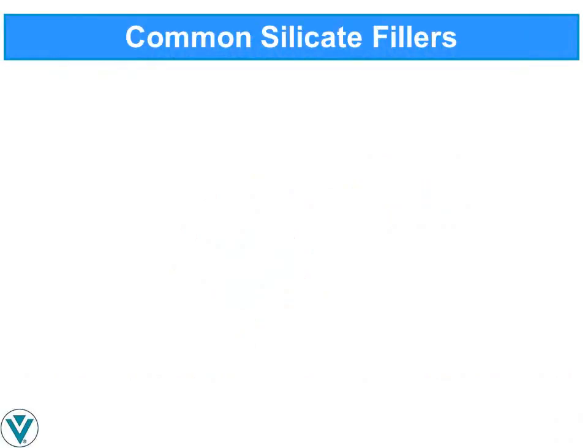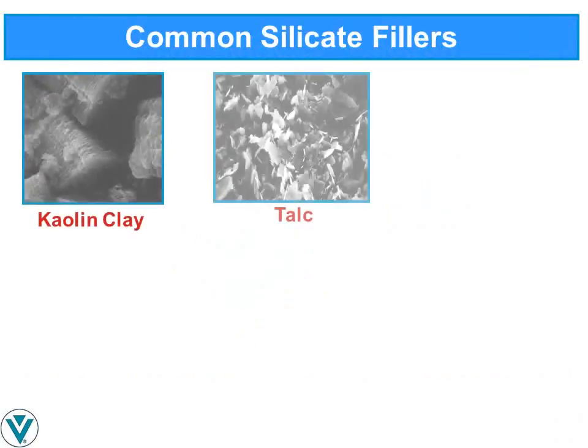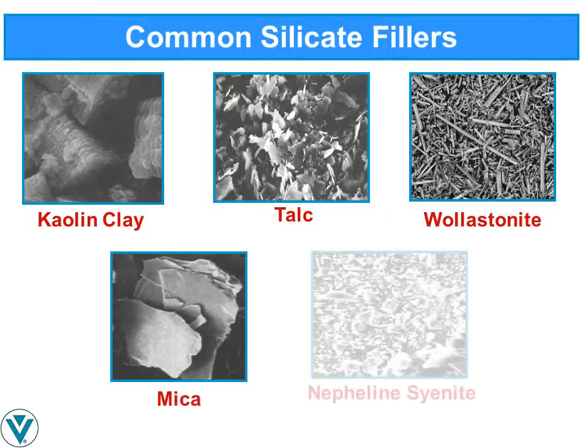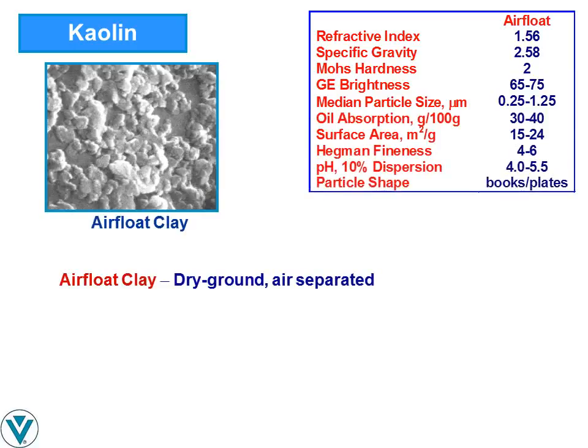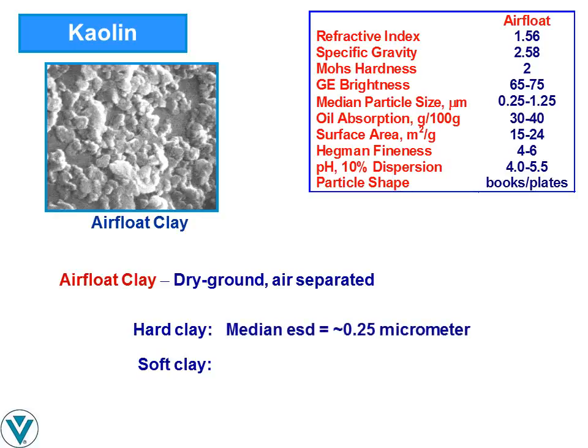The silicate fillers most commonly used in coatings are kaolin clay, talc, wollastonite, mica, and nepheline syenite. Kaolin clay is available in a number of grades. Air-float clay is dry ground kaolin that has been air separated to remove impurities and control the particle size distribution. Based on its use by the rubber industry, air-float clay is further differentiated as hard clay and soft clay, which refers to its reinforcing effect in rubber, not its Mohs hardness. Hard clay has a median ESD of about 0.25 micrometers. Soft clay has a median ESD of about 1.25 micrometers.